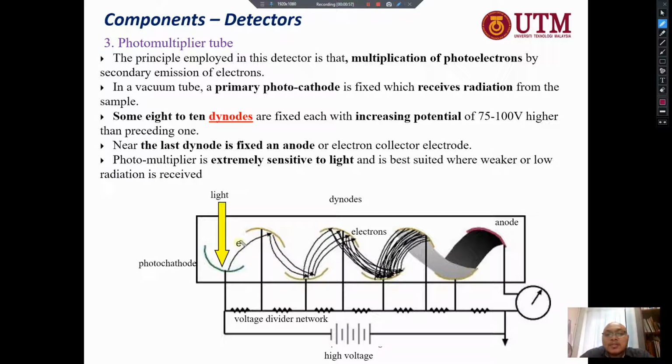We call these dynodes. Then at the final destination the electrons reach the anode, and instead of only one electron produced, when it reaches the anode it will become much greater. So the sensitivity of the photomultiplier tube is much higher compared to other detectors. That is the concept of the photomultiplier tube. If you're asking me what is the best detector out there, I would say the photomultiplier tube, but of course the price is expensive.